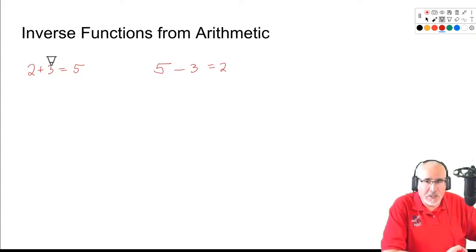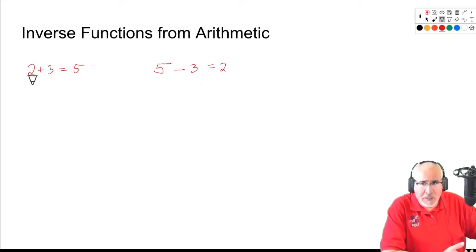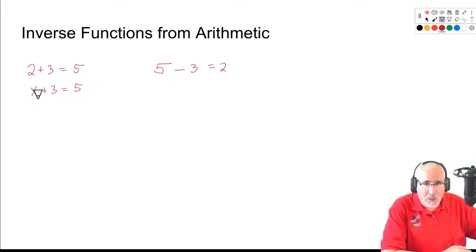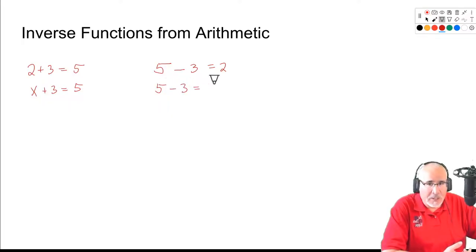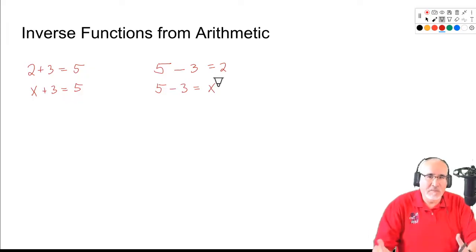So 2 and 3 are dancing together, they produce 5. When 5 wants a dance partner, it chooses either 2 or 3 because it's commutative. But the dance they're doing is the subtraction dance, and that gets us to the other answer. So in algebra, we might think of 2 as being maybe the unknown. And the way we go about solving for x, we would subtract 3 from both sides, right? So you take 5 minus 3 equals x.